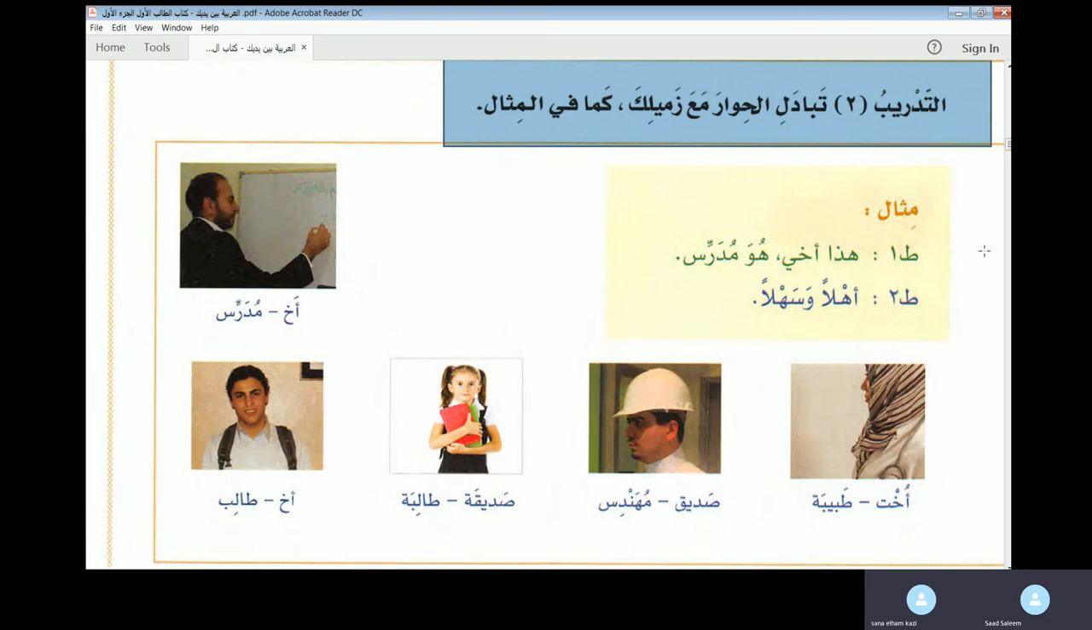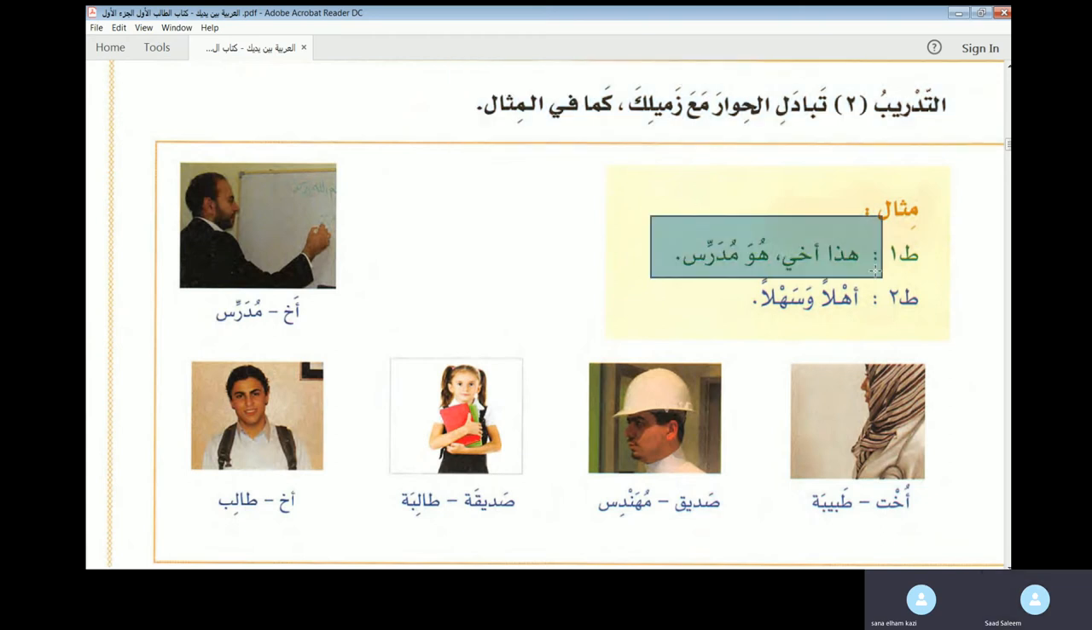التدريب الثاني. تبادل العبارة مع زميلك كما في المثال. Exchange the dialogue with your classmate as shown in the example. مثال طالب من هذا أخي هو مدرس.